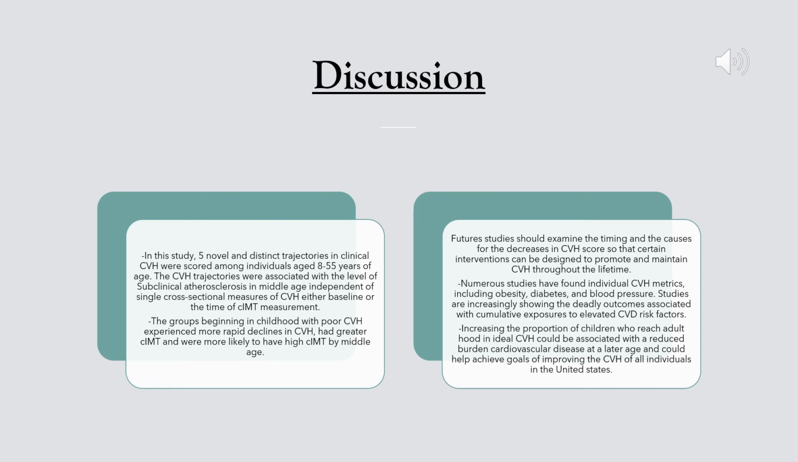Future studies should examine the timing and the causes for the decreases in the cardiovascular health score so that certain interventions can be designed to promote and maintain cardiovascular health throughout their lifetime. Numerous studies have found individual cardiovascular health metrics, including obesity, diabetes, and blood pressure. Studies are increasingly showing how daily outcomes are associated with the cumulative exposures to elevated cardiovascular disease risk factors. Increasing the proportion of children who reach adulthood in ideal cardiovascular health could be associated with a reduced burden of cardiovascular disease at a later age, and could also help achieve goals of improving the cardiovascular health of all individuals within the United States.